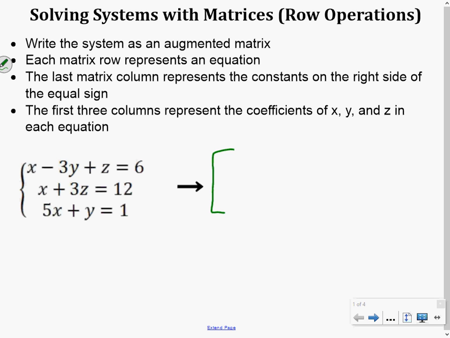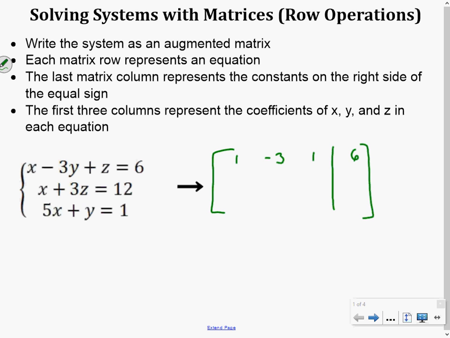So we're not going to have any variables. We're just stripping it down to the coefficients and the constants. So each row is going to represent one of the equations. Okay, so in our first equation, we've got coefficients of 1, -3, 1, and then we're going to have this vertical bar that separates the constants and the coefficients. So just think about that vertical bar as being your equal sign. So then the constant of 6 would be over here.